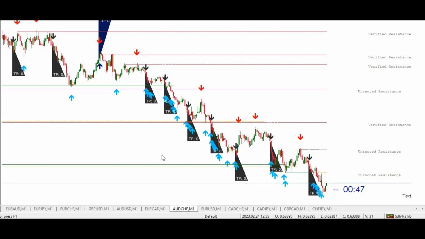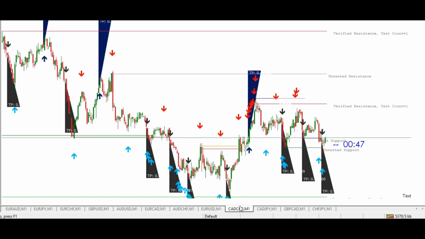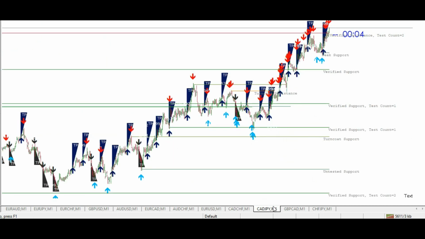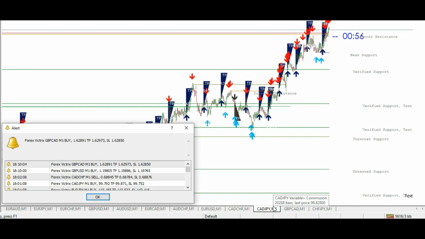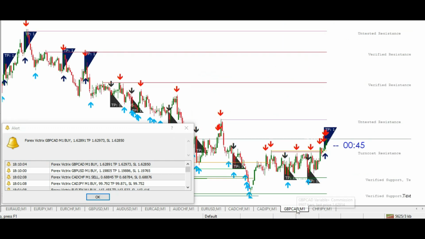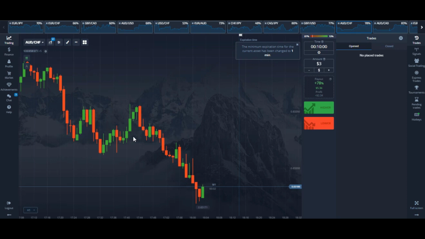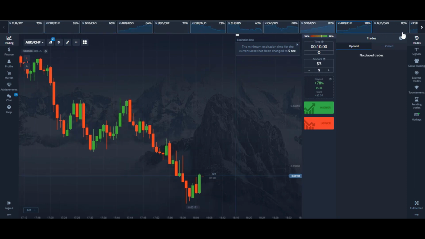Okay guys, so let's find another signal. Wait for a signal, guys. The indicator gave a signal: GBPCAD buy. So I am open. Okay, GBPCAD buy. This is GBPCAD.